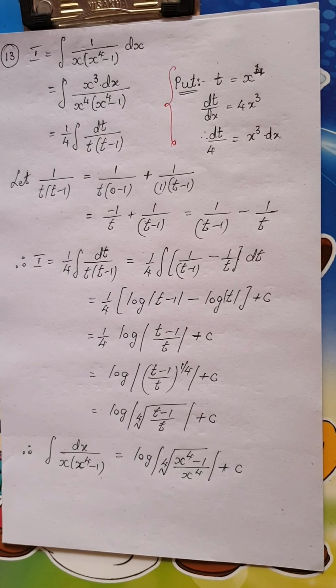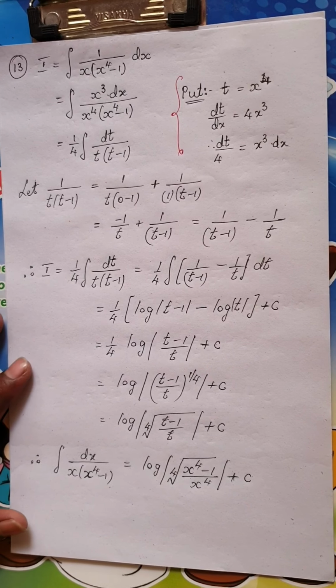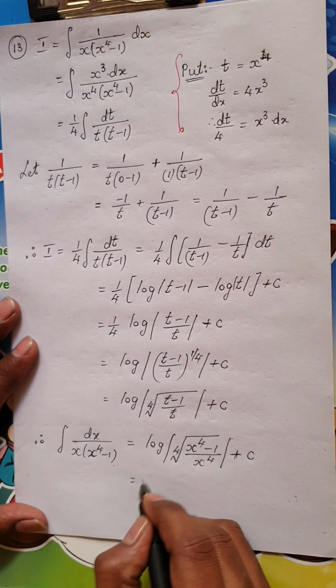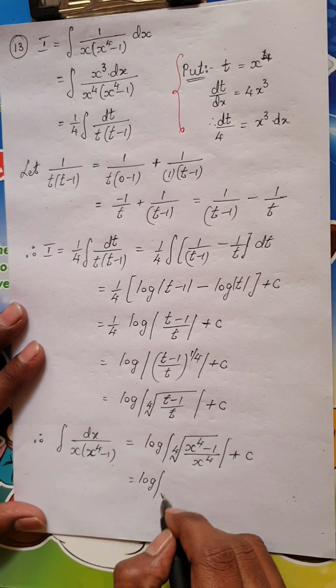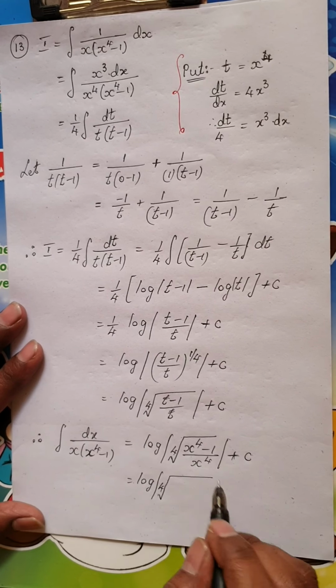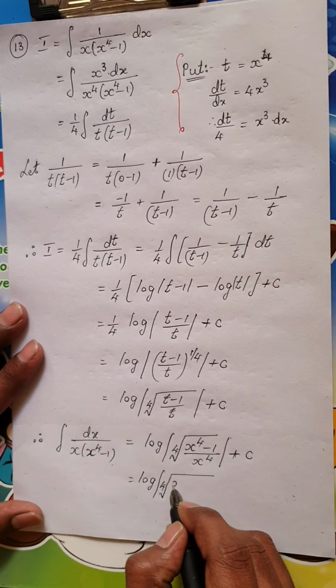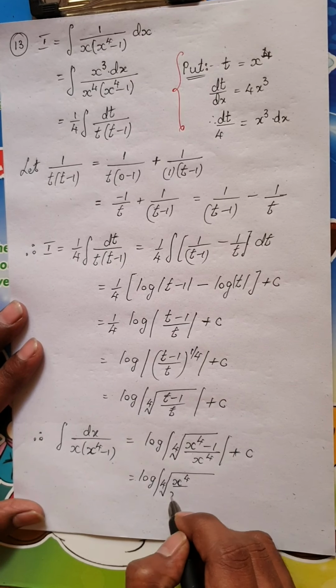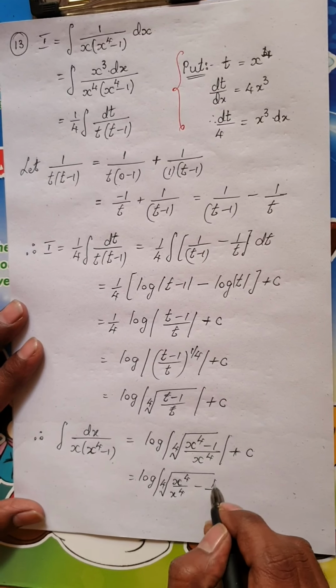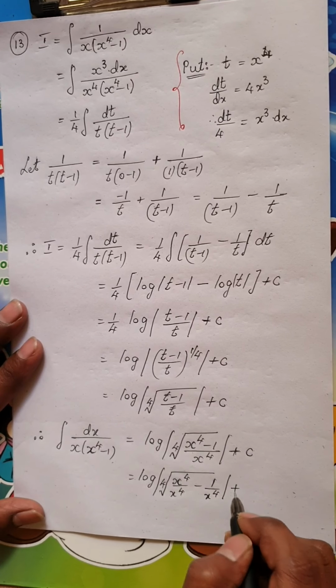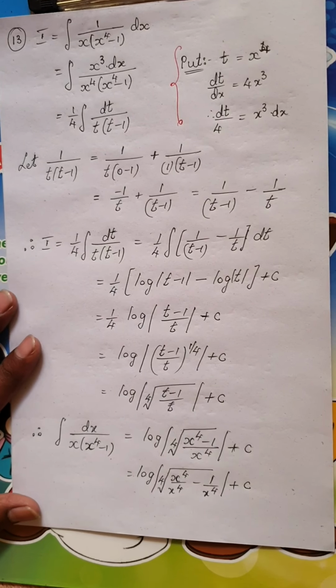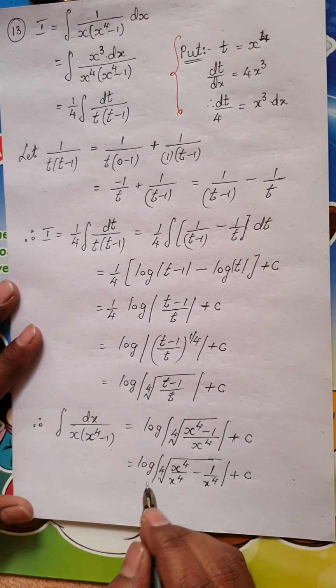Is it clear? If you want, you can also use further simplification as log of mod 4th root of, remember if you split the integral, it will be of the form x power 4 divided by x power 4 minus 1 divided by x power 4 plus c. These steps would be useful for your CET purpose.